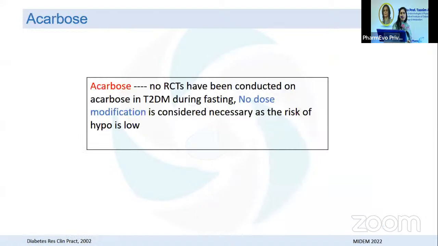Next is acarbose. Although we don't use this class of drug much, it exerts its action by blockage of the alpha glucosidase enzyme, which in turn inhibits the breakdown of carbohydrates into glucose, resulting in a low glucose level. No randomized control trials have been conducted on acarbose in type 2 diabetes during fasting. But due to the low risk of hypo, no dose modification is usually advised for this class of drug.